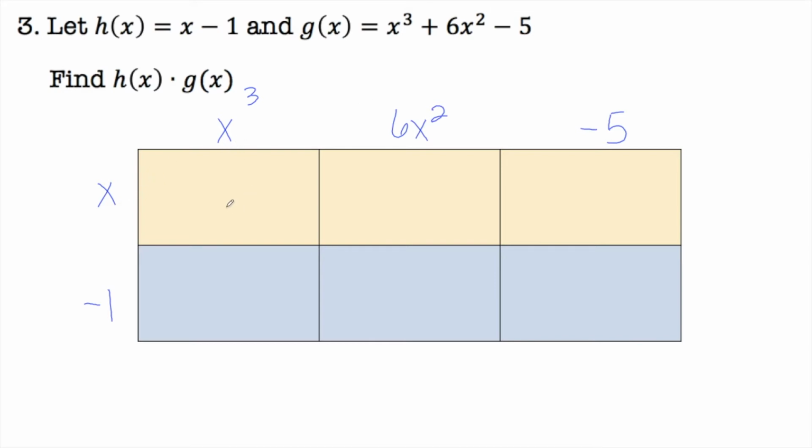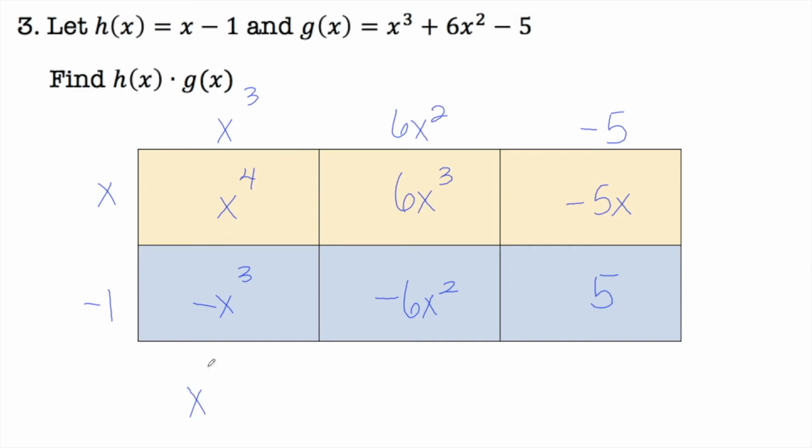So x times x to the third is x to the fourth. X times 6x squared is 6x to the third. And x times negative 5 is negative 5x. Then negative 1 times x to the third is just negative x to the third. So negative 1 times all of this is just going to be the opposite sign. So instead of a positive 6x squared, it's a negative 6x squared. Instead of a negative 5, we're going to change it to a positive 5 because negative 1 times negative 5 is a positive 5.